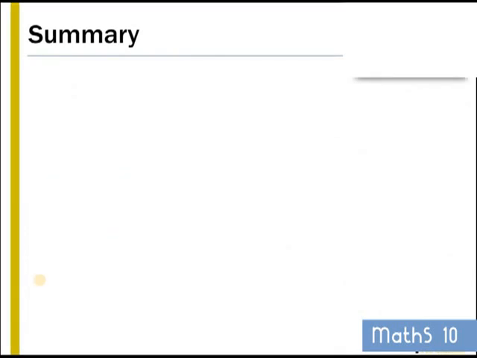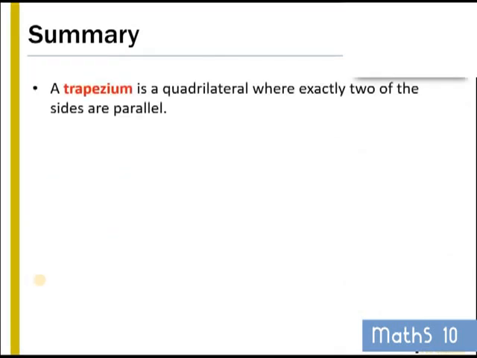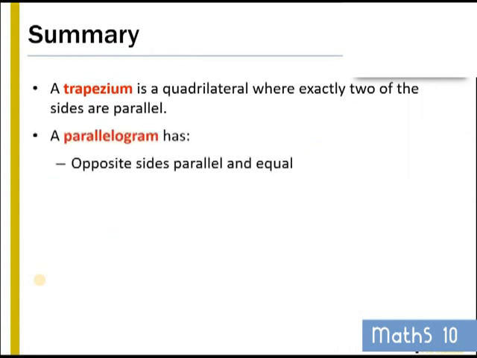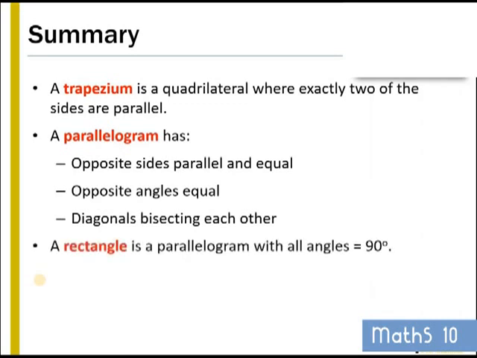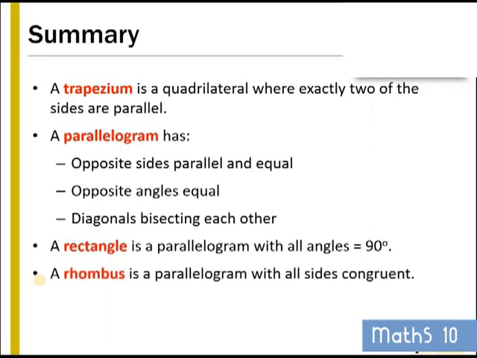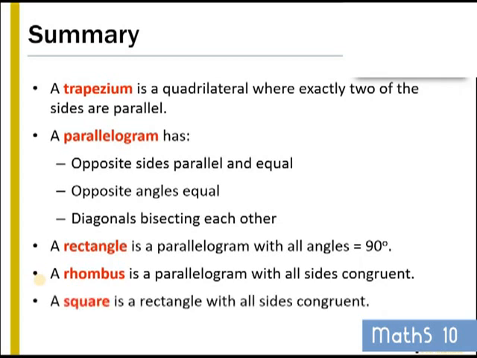To summarise, a trapezium is a quadrilateral where exactly two of the sides are parallel. A parallelogram has opposite sides parallel and equal, opposite angles equal, and diagonals bisecting each other. A rectangle is a parallelogram with all angles equal to 90 degrees. A rhombus is a parallelogram with all sides congruent. A square is a rectangle with all sides congruent.